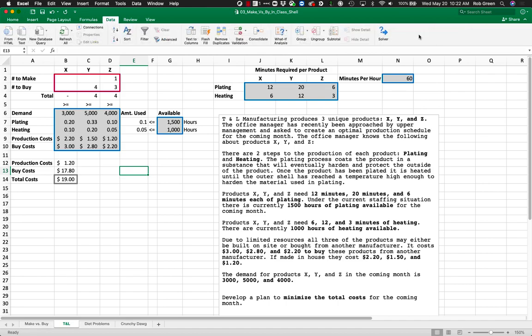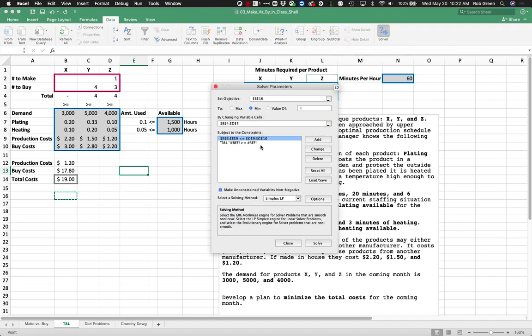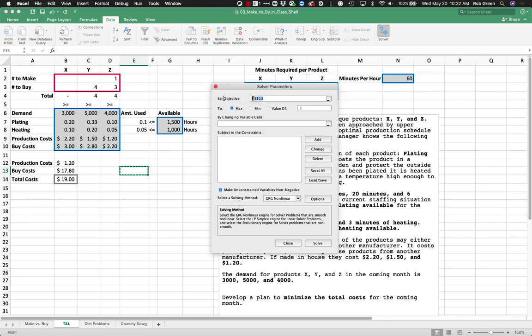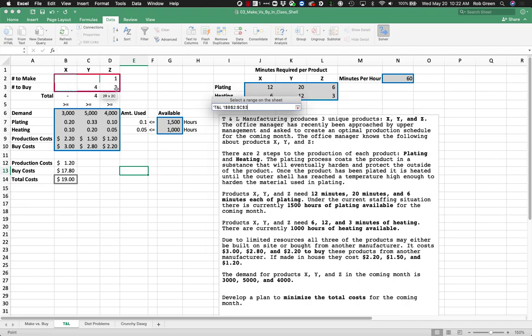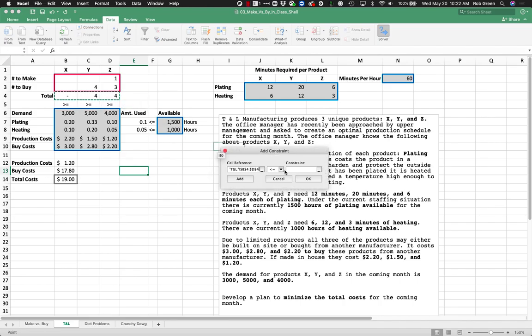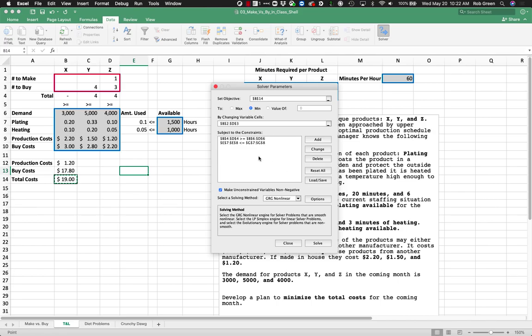We're going to go over to our data tab. We're going to open up Solver. Now you'll see I have a bunch of stuff already in here. If you do, just hit Reset All. No big deal, it all goes away. I'm going to set my objective. My objective function is to minimize my total costs by changing my decision variables. I'm going to add my constraints. I have my total made greater than or equal to my total demand. And I also have the amount used is less than or equal to the hours available. So one greater than or equal to constraint, one less than or equal to constraint.